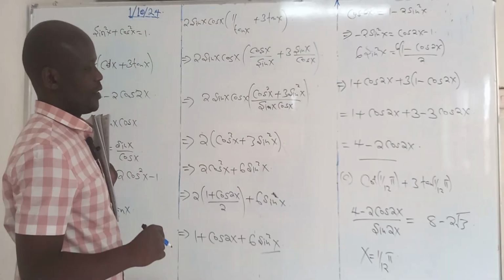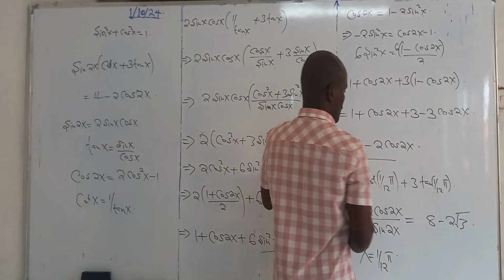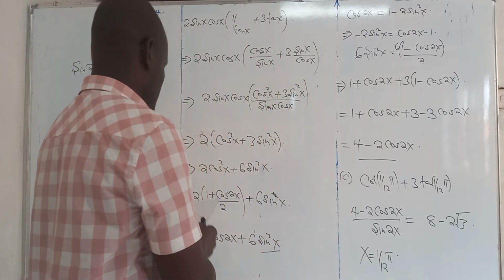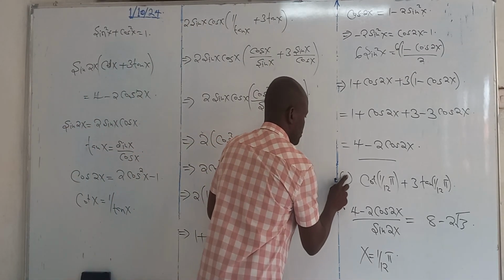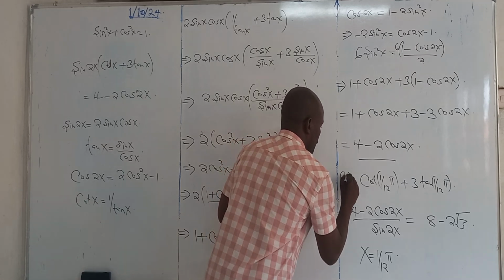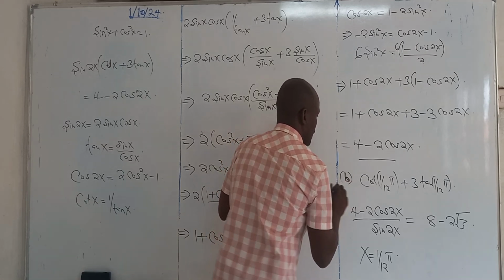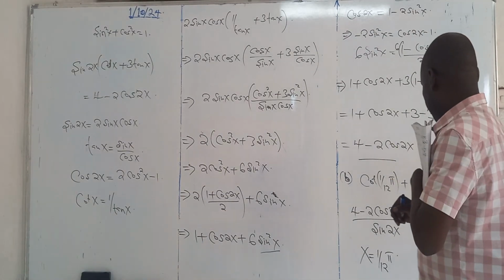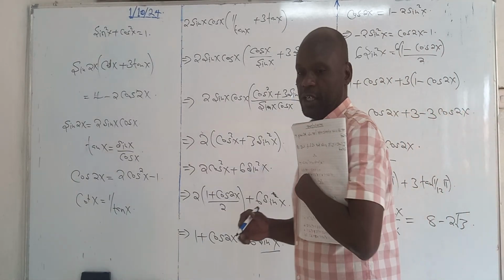That becomes the exact value of part B. It's part B, not C. The exact value of part B. So now we have part A and B. Let's see how part C looks like.